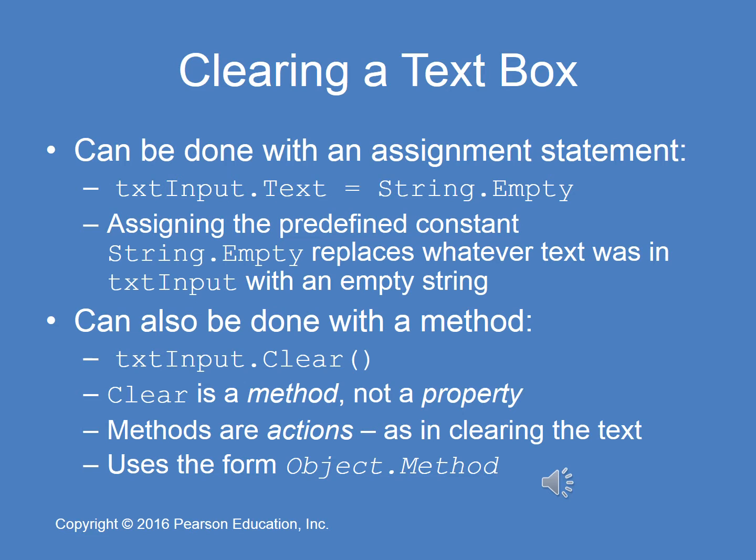We can also use a method, okay? A method is a function, and it performs an action. In this particular case, the method we're using is clear, and in the parentheses there's nothing. That means there's no argument. And when we get to functions, this will become much clearer. No pun intended, because we're using the clear method. Text input dot clear. The member function clears the text property.